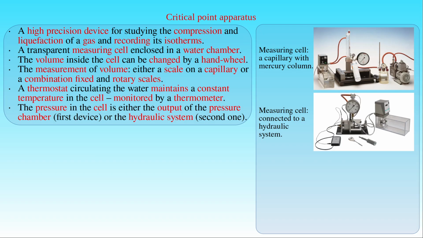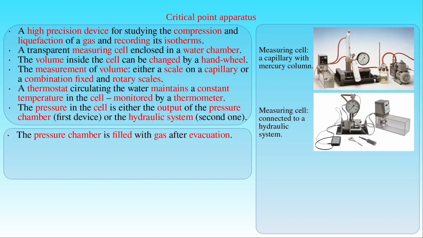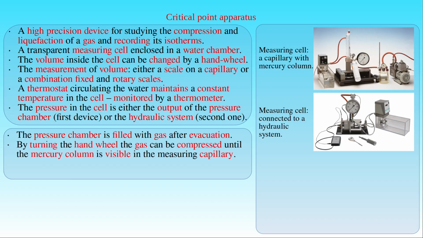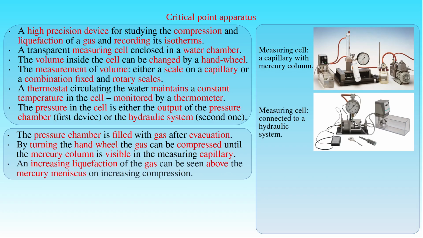The determination of the critical point and the state variables of the sample in the critical point is the following. In the case of the first apparatus, the pressure chamber can be filled with the sample by connecting it with the container of the sample gas and opening its inlet valve. In order to clean any residues of gas from the pressure chamber, it must be evacuated for at least 30 minutes, which removes the gas dissolved in the mercury. By turning the hand wheel, the gas will be compressed until the mercury column is visible in the measuring capillary. With suitable gases, an increasing liquefaction of the gas can be seen above the mercury meniscus on increasing compression.